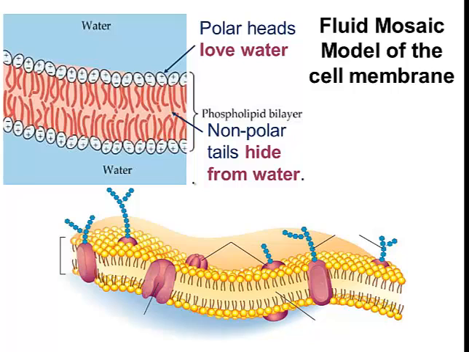So it kind of works the same way as when you put oil and water together. The oil floats on top, in a sense, to kind of get away from the water. That is what the tails are doing. They're trying to get away from the water.